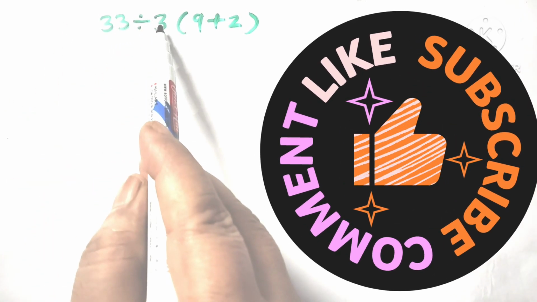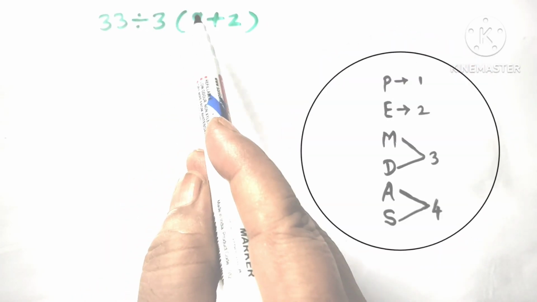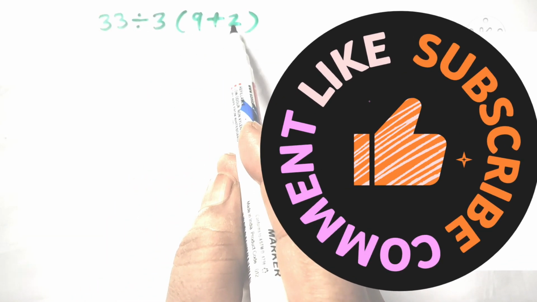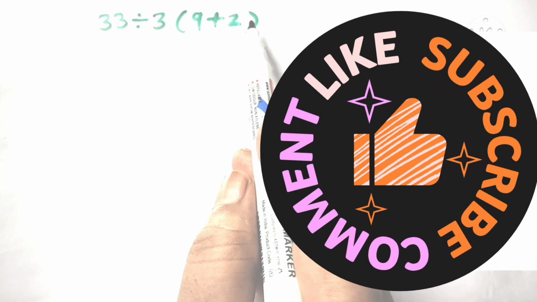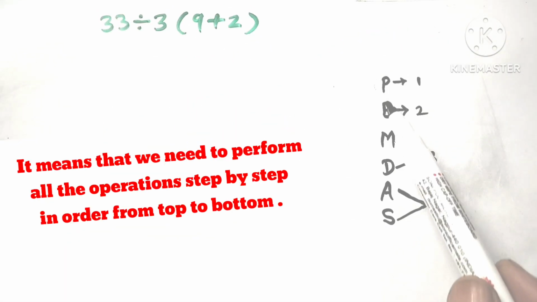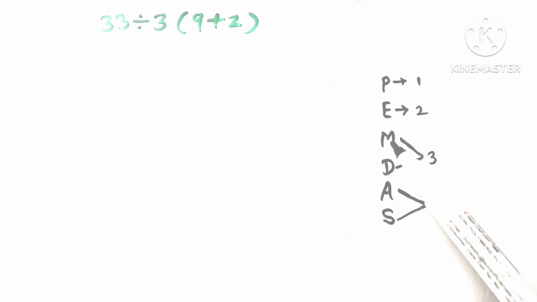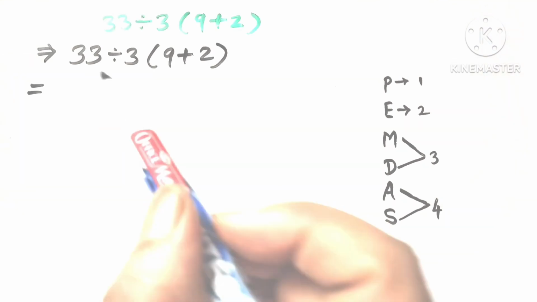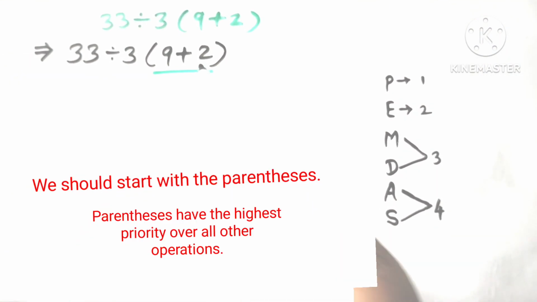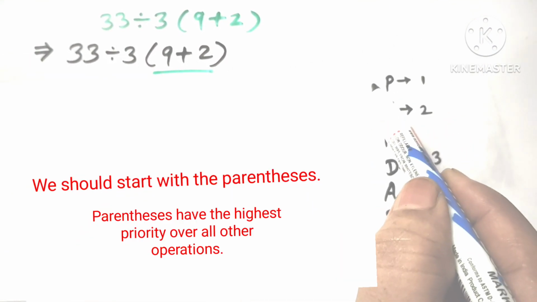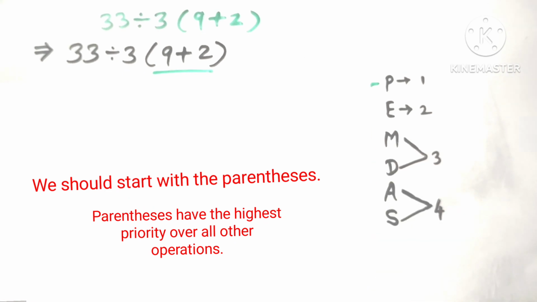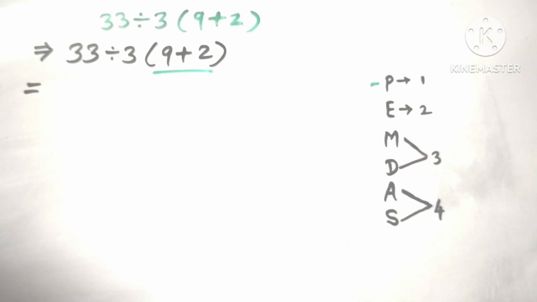33 divided by 3 times bracket 9 plus 2 bracket complete. It means that we need to perform all the operations step by step in order from top to bottom. Use the rule of BODMAS. We should start with the parentheses. Parentheses have the highest priority over all other operations.